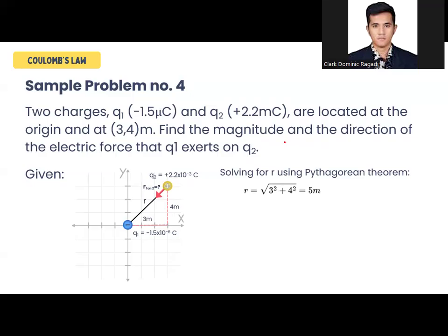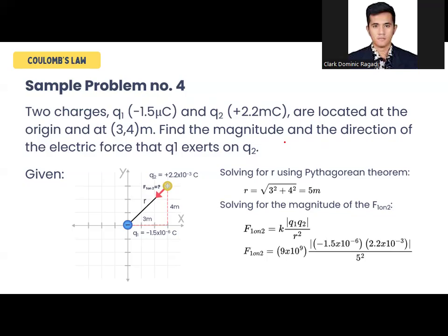Since we now have all the necessary data to use Coulomb's law, let's proceed. Solving for the magnitude of F1 on 2, we have the same formula, Coulomb's law. Input the data, and that would result to 1.188 newtons. So what is the direction?